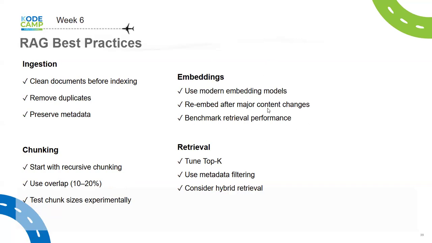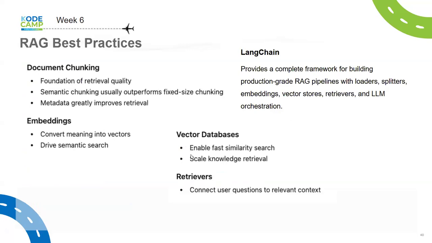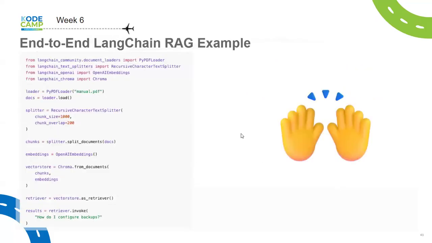Benchmark retrieval performance. Then in retrieval, tune your top k. You can adjust your top k to see what it gives you. Use metadata filtering and consider hybrid retrieval. We'll talk about some of that. Best practices: document chunking is very key. Embeddings convert meaning into vectors, then vector databases. This is kind of a summary of everything that we have said.